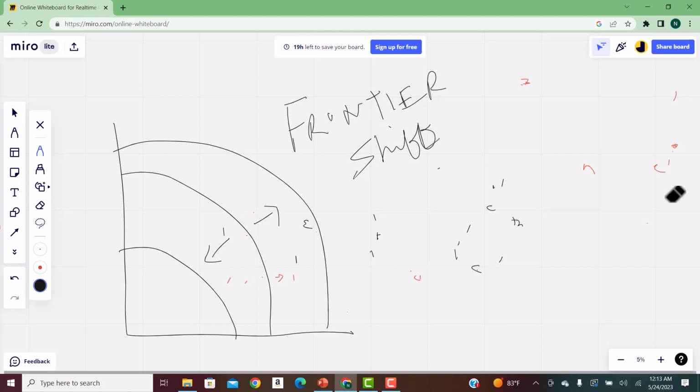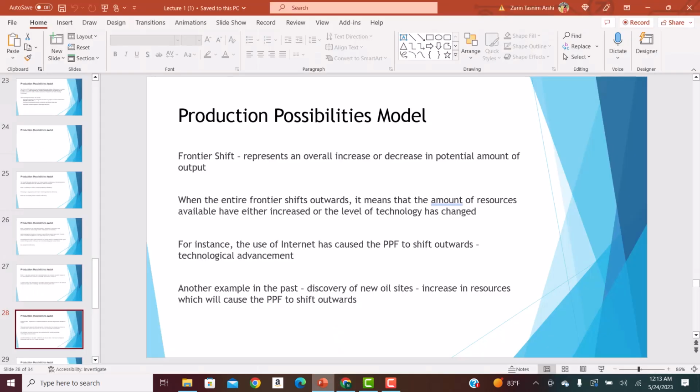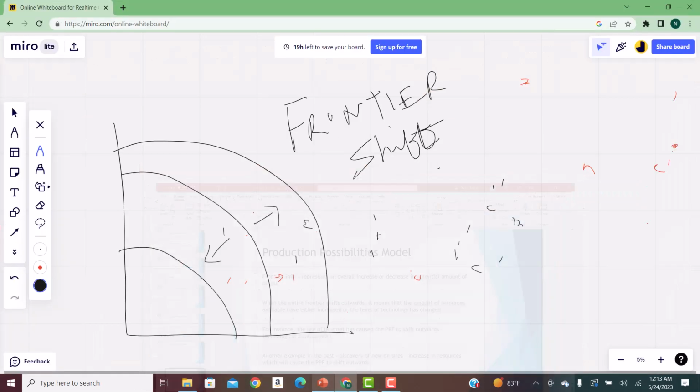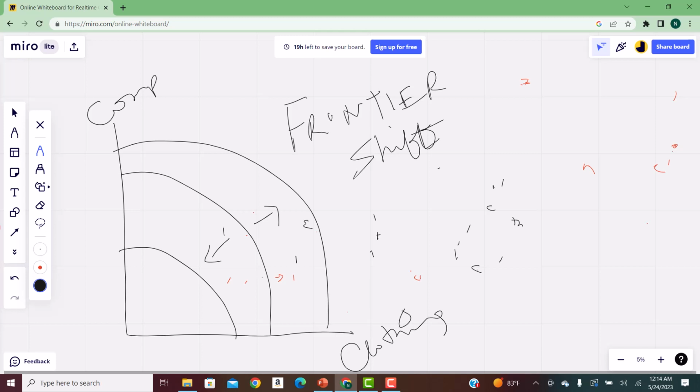So what is going to cause the frontier to shift to the right? When we have economic growth, the PPF is going to shift to the right, because when there is an increase in the amount of resources, or when there is a technological improvement, we are able to produce a higher combination of goods and services of these two goods. Let's say computers and clothing. It can be any goods actually, but that's what I'm using as an example.